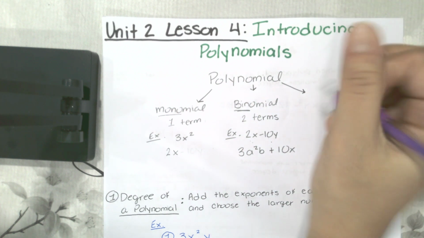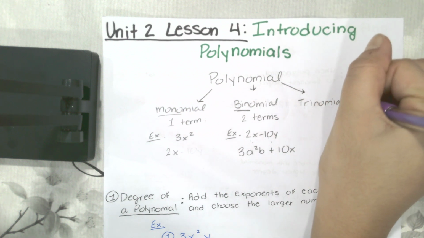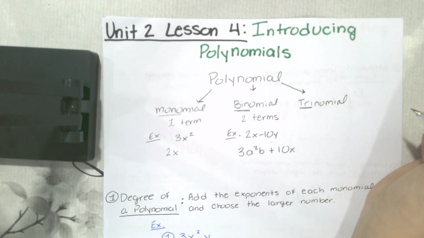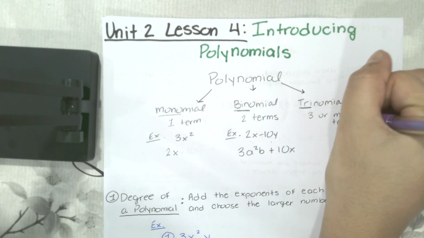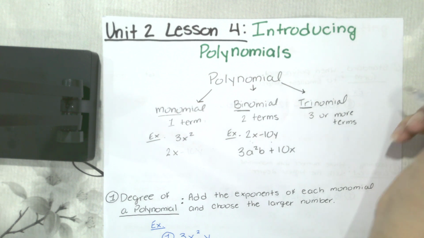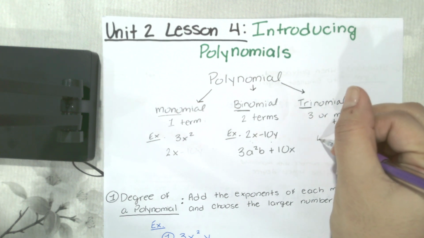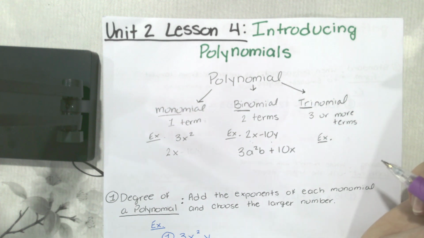Our last one here is a trinomial. Now, the suffix tri means 3. However, in Algebra 1, we kind of use trinomial to represent 3 or more terms, but the technical terminology of the suffix tri just means 3. So here, I'm only going to share one example. With 3 or more terms, they can all be separated by plus signs, they can all be separated by minus signs, or you can have a combination of both.